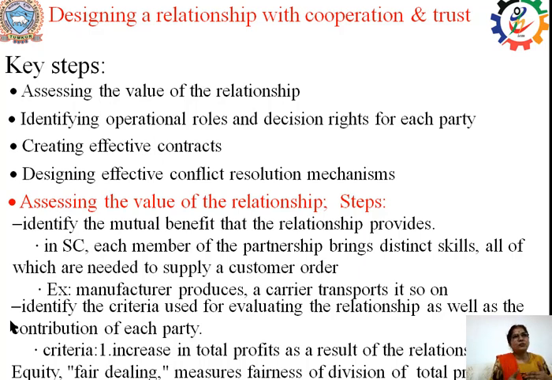Like how profit gets enhanced if a good relationship is there, as a result of a better relationship. If it was not there, what was the profit? If it is there, what is the profit? Just find out, and the difference is attributed to the better relationship. So evaluate that and pass it on. Equity, fair dealing: once that profit is earned, it should be fairly divided. So that could be another criterion.